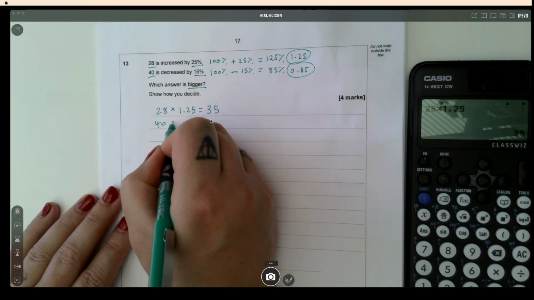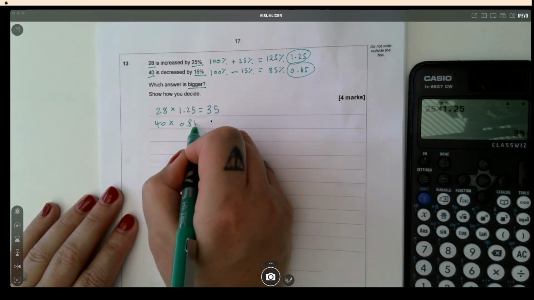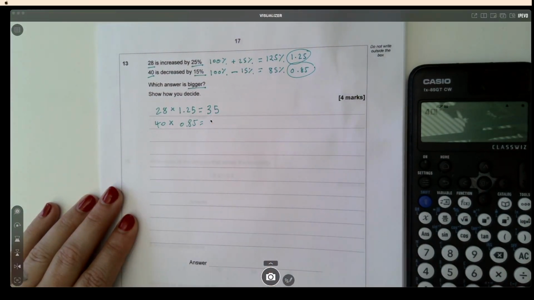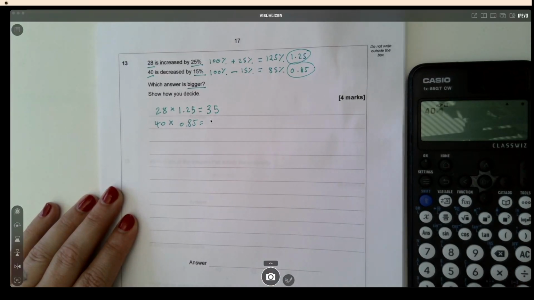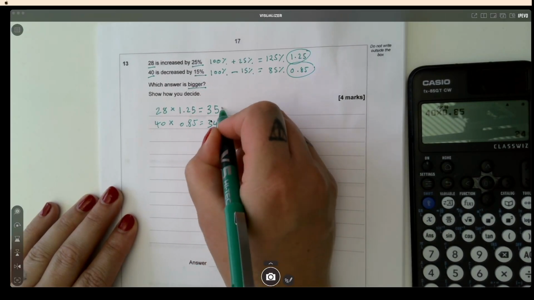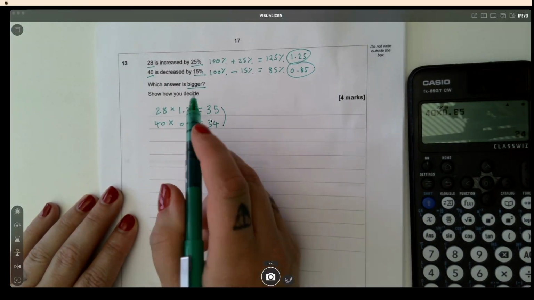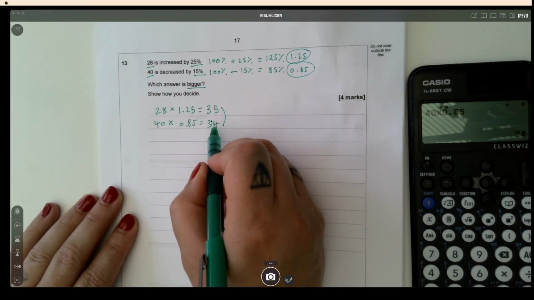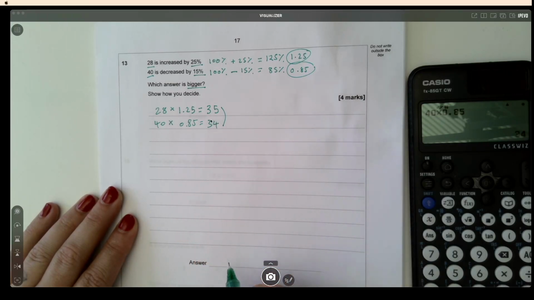So that's what I'm going to use to decrease 40 by 15%. So 40 multiplied by 0.85, again, it's a calculator paper, is 34. So now I need to compare them. Which is bigger? 35 is bigger than 34. So 28 increased by 25% is bigger than 40 decreased by 15%.